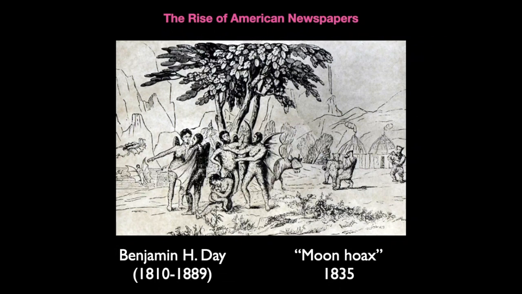It wasn't until Benjamin Day, in his newspaper The Sun, decided to take a risk and publish a really fantastical story about an astronomer who had discovered life on the moon. This series of stories published in his newspaper is collectively described as the moon hoax of 1835.